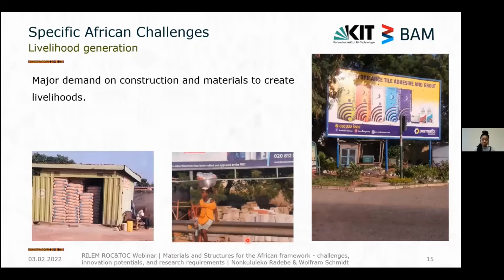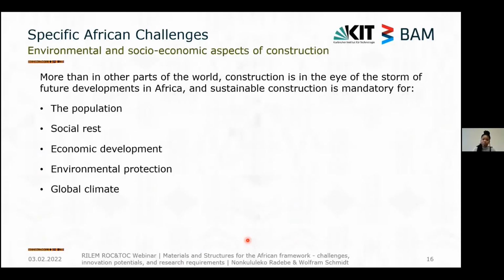And on top of this, people are looking for better livelihoods. So there's a really major demand for construction materials, which will then create better livelihoods for people. And on top of this, we have environmental issues as well. More than in any other part of the world, construction is what is going to develop the African continent, in a more sustainable way though, because it's mandatory for this to be sustainable for the population, for social rest, for economic development, to protect the environment, as well as to not contribute so much to climate change.